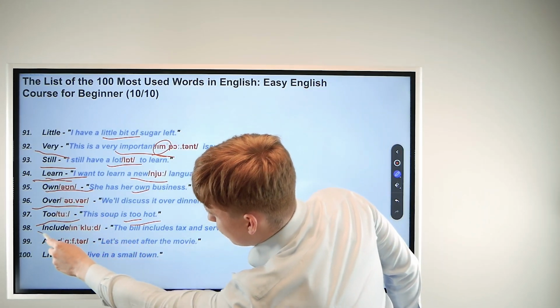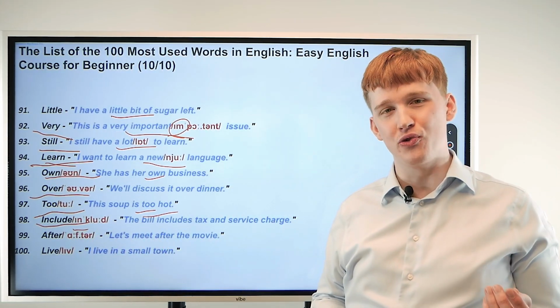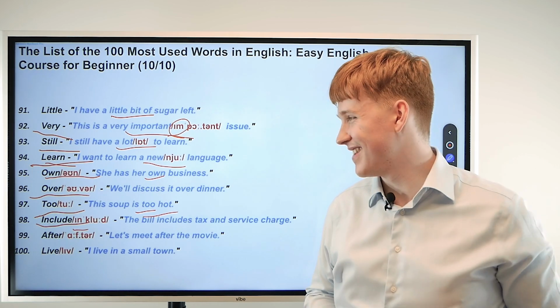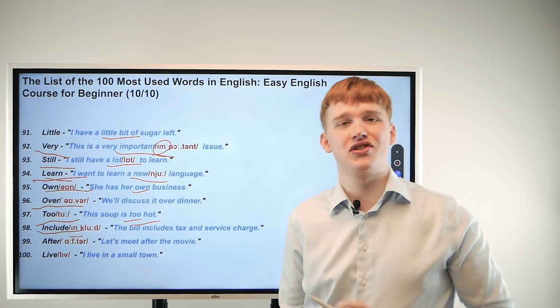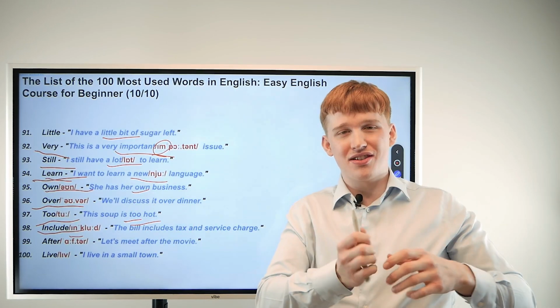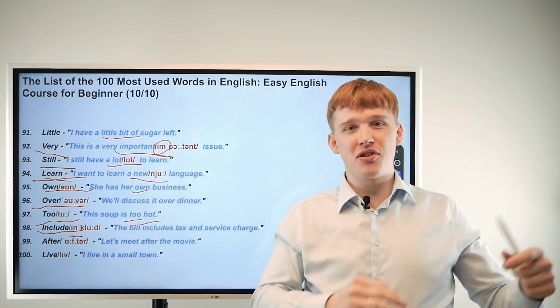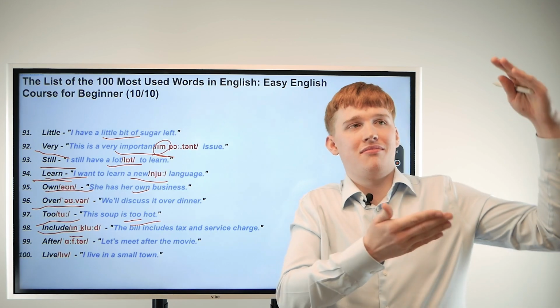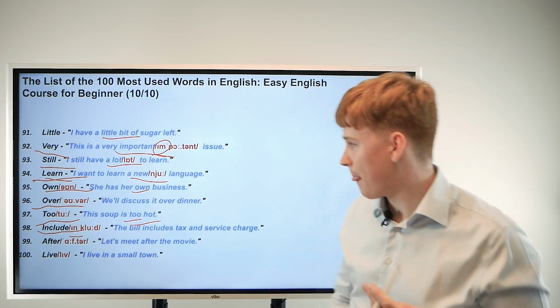Next up, we will have include. Can you say include? Good job. So the bill includes tax and service charge. It means that the bill has that within. It's not a separate thing that you're going to get after that. It has it. So the bill includes everything that you've eaten and also the service charge.